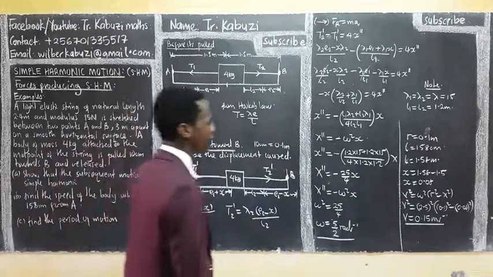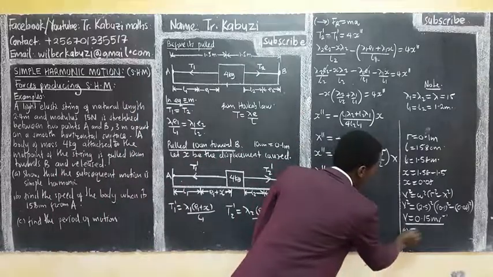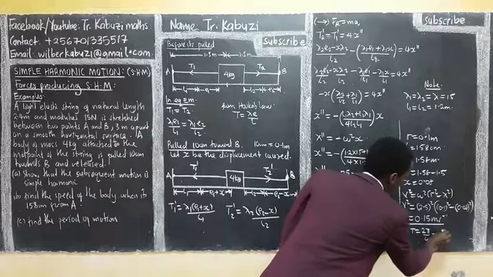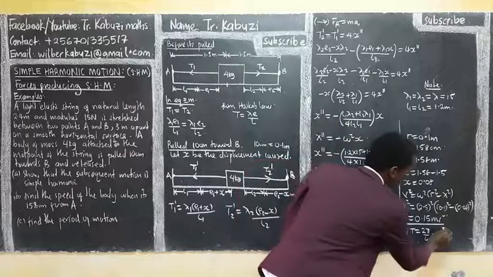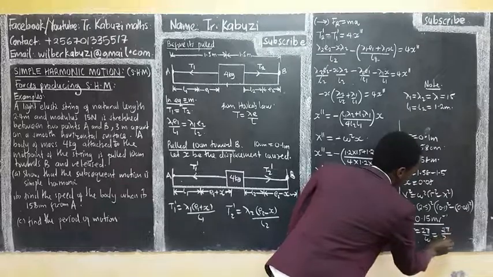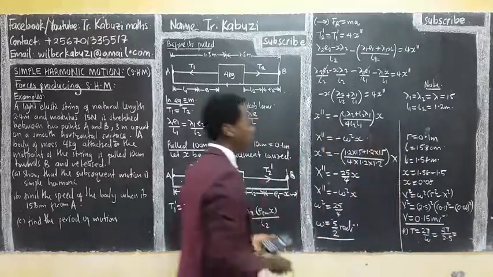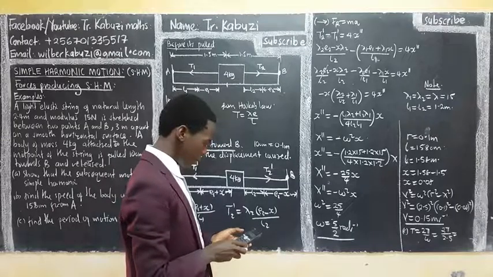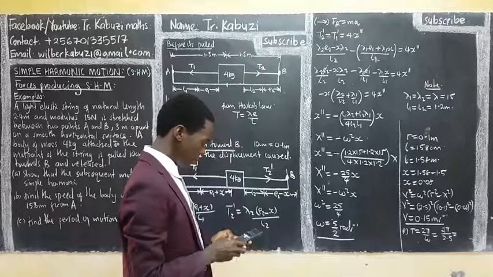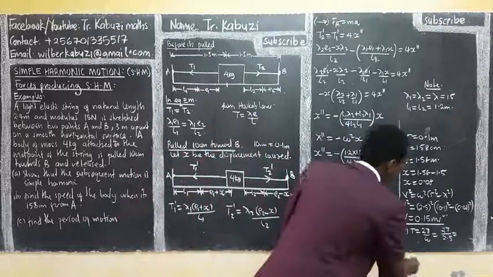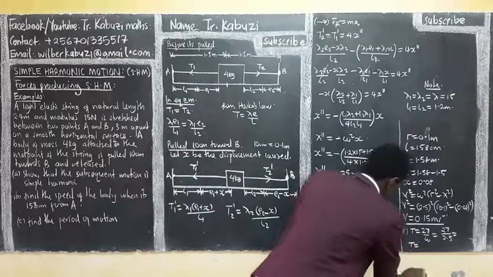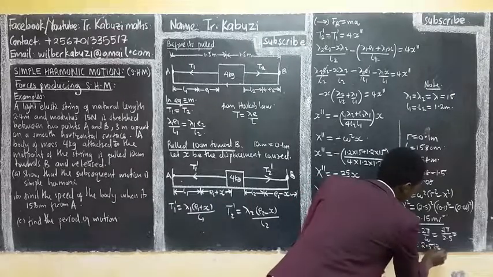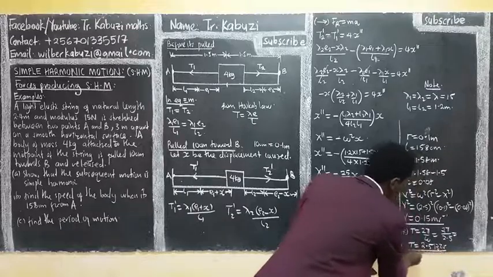Then the period, you know that our period is given by 2 pi over omega, which will be 2 pi over 2.5. Your calculator should give, here I'm getting T as 2.513 seconds. That's going to be my period.